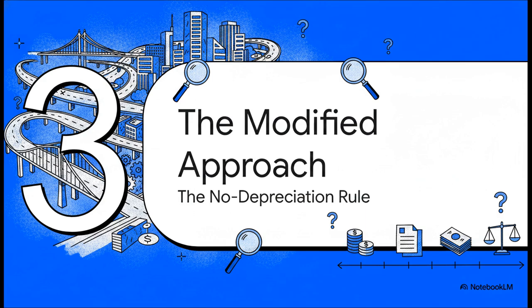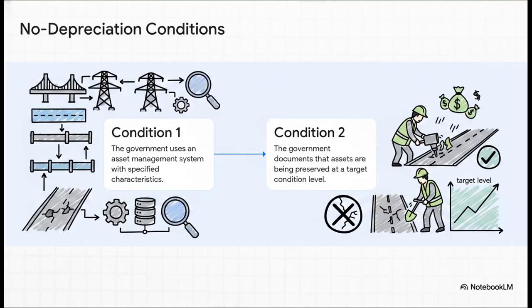We just said infrastructure gets depreciated at the government-wide level. Well, not always. This is called the modified approach. A government can actually choose not to depreciate some of its infrastructure, but only if it meets two really strict conditions. One, it has to have a sophisticated system to track and manage these assets. And two, it has to be able to prove, with documentation, that it's spending the money to keep those assets in good shape, at or above a certain condition level.